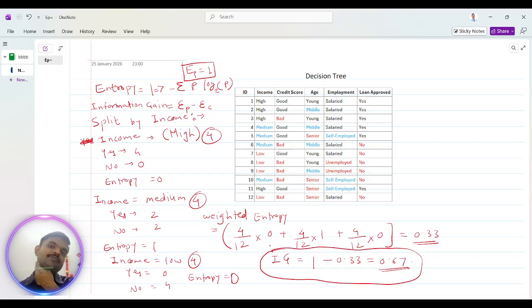Likewise, we can calculate information gain and entropy from credit score, age, employment, and we can move forward. I will just remove the unnecessary part. Now the same we will calculate for credit score. Okay, split by credit score. I will just maximize it.